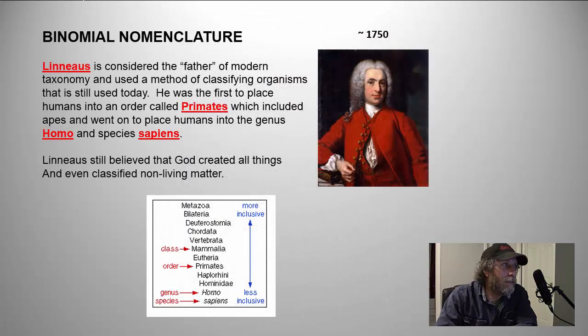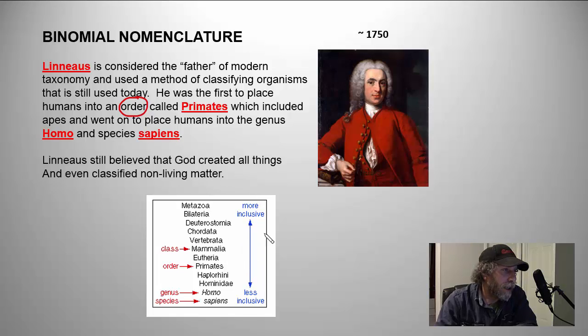Then along comes Carl Linnaeus and binomial nomenclature, and you've already heard about that in the diversity strand. Linnaeus is considered the father of modern taxonomy, and he used a method of classifying organisms that's still used today. He was the first to place humans into an order, the order called Primates. We are primates, which included the apes, and he went on to place humans into the genus Homo and the species sapiens. So that's where we got binomial nomenclature. Linnaeus still believed that God created all things, and he even classified non-living matter.